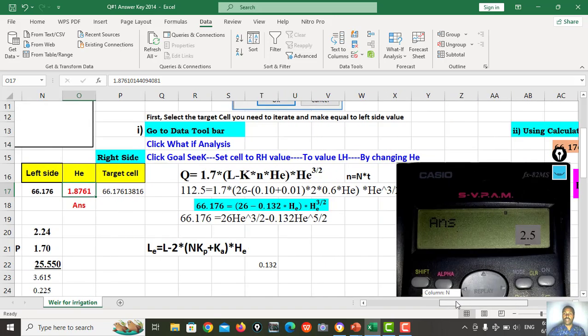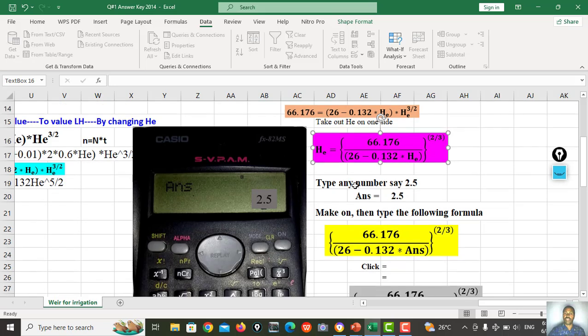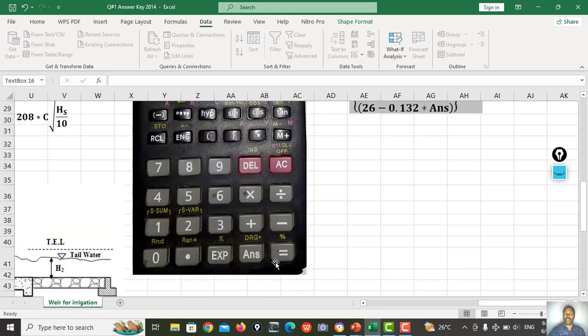Another option is using a calculator. The same equation: you take out HE on one side, then simplify the equation. Then you have 2/3 multiplied by the reciprocal. So you have this equation. Then type any number, say 2.5, in your calculator, then click answer. The answer is this one. This is the answer in your calculator.